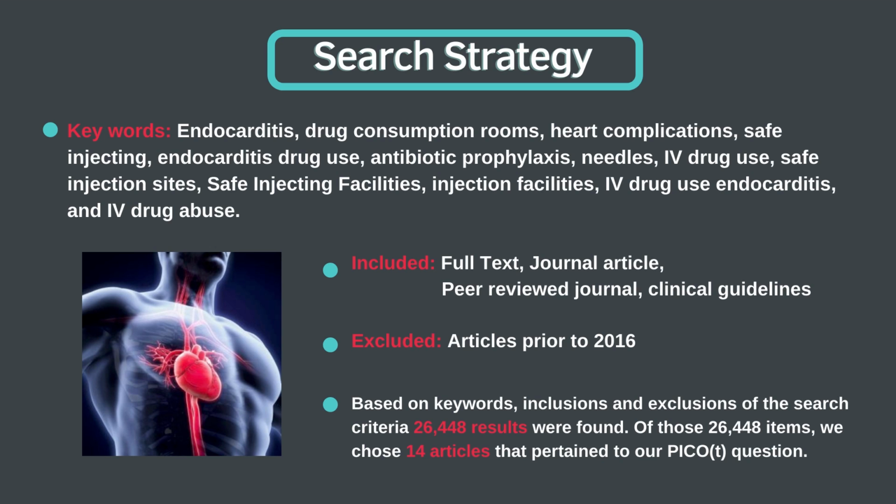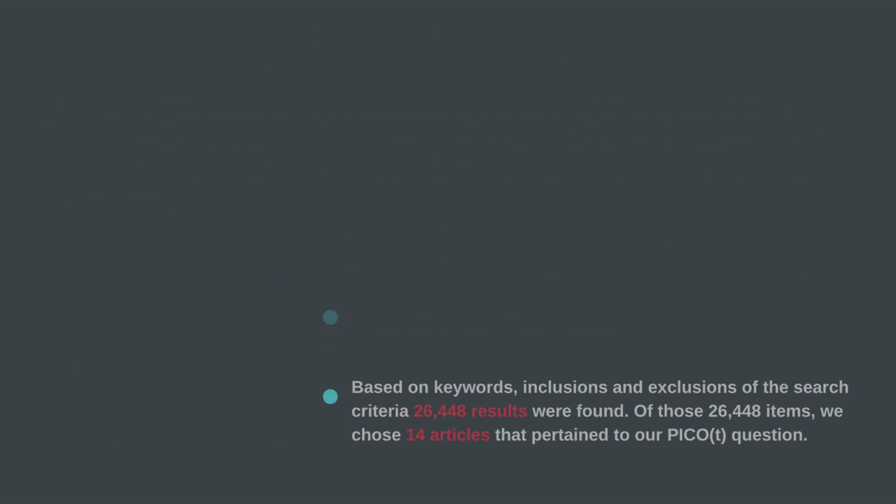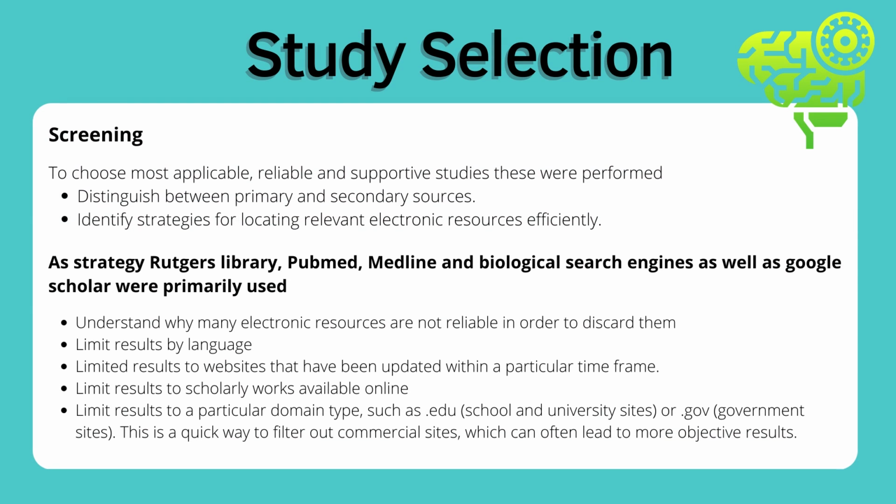Based on our keywords, inclusions, and exclusions of this search criteria, 26,448 results were found. Of those 26,448 items, we chose 14 articles that pertain directly to our PICO question. For the study selection screening, to choose the most applicable, reliable, and supportive studies, we used the guideline that pretty much led us to pick the best resources.